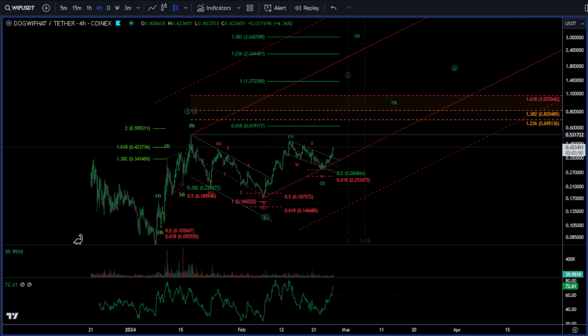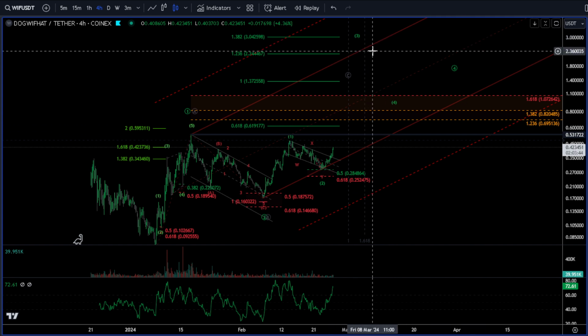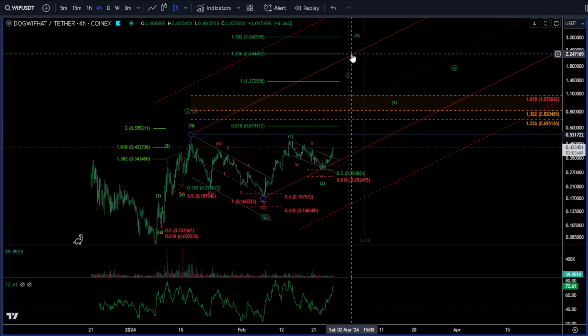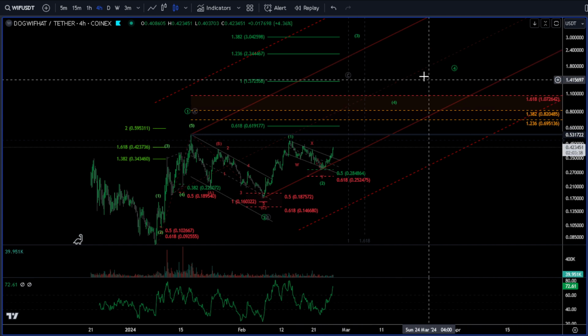So I do think it's possible that we reach that $3 mark, but we'll have to make sure everything lines up. Again, time, volume, RSI, wave count, etc.